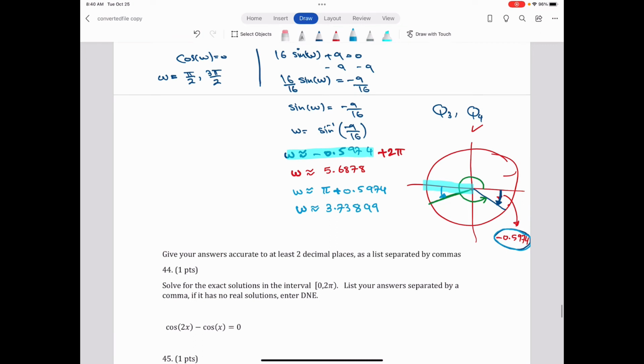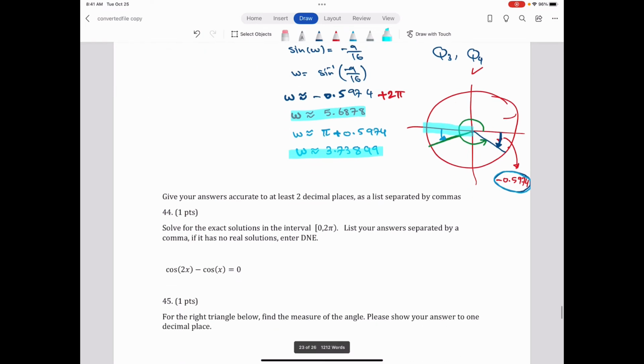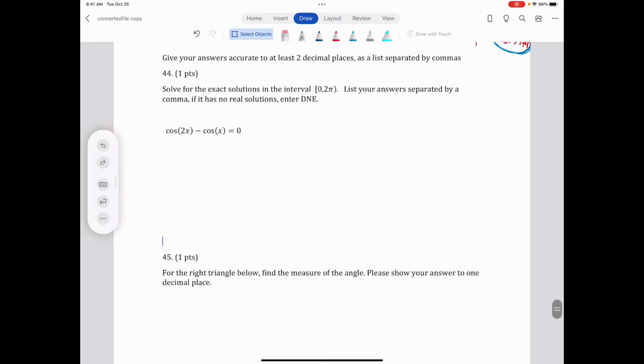So the solutions for this equation are pi over 2, 3 pi over 2, and then 5.6878, and then the last one is w equals 3.73899. All of these are rounded numbers. And then question number 44.